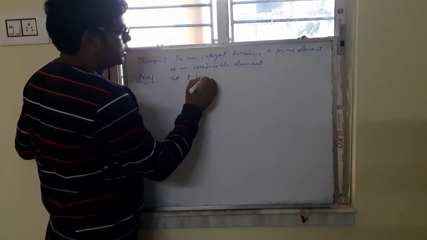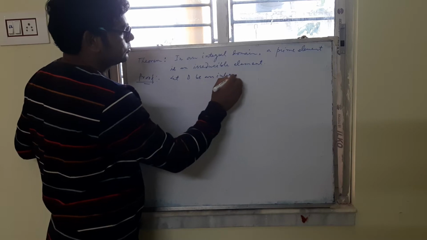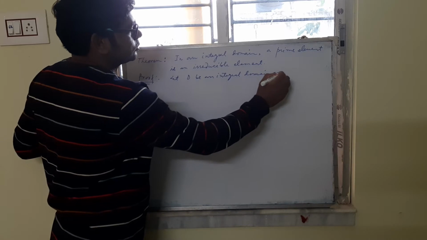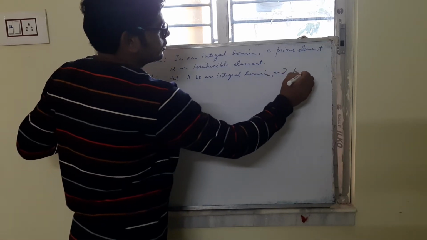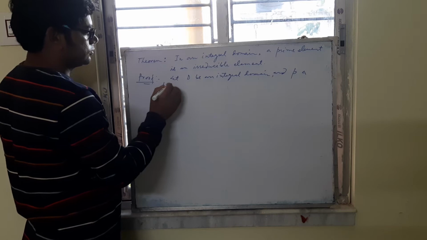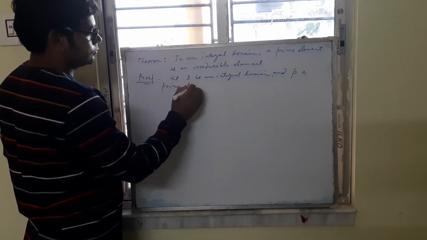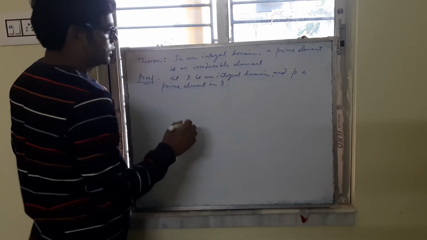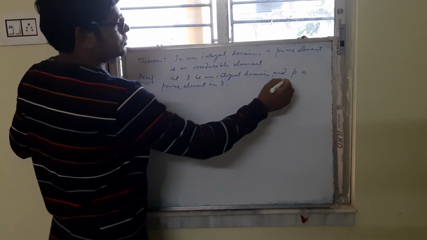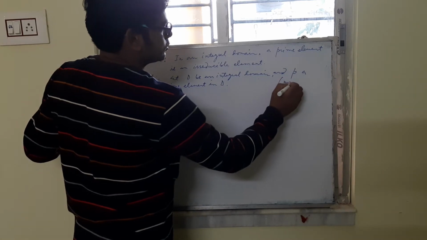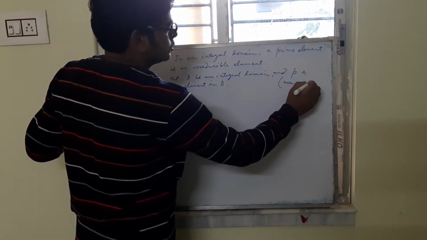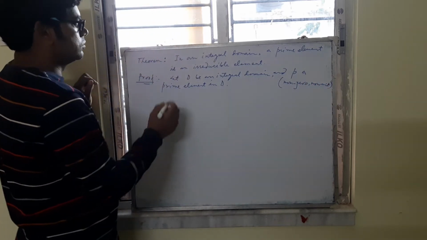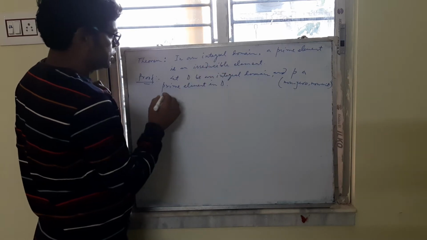D be an integral domain and P a prime element in D. Since P is prime, P is non-zero, non-unit. Now we show that P is irreducible.